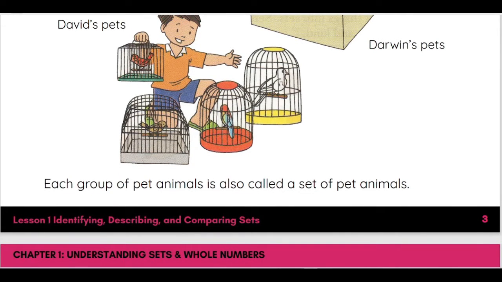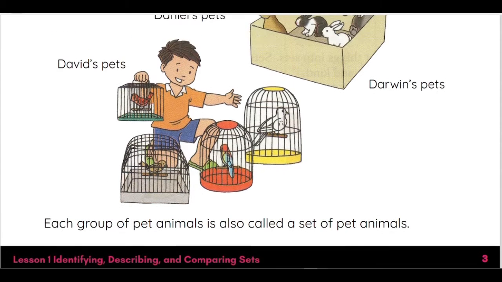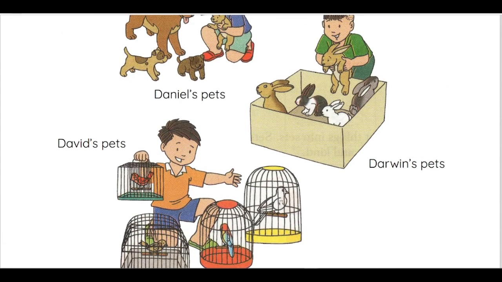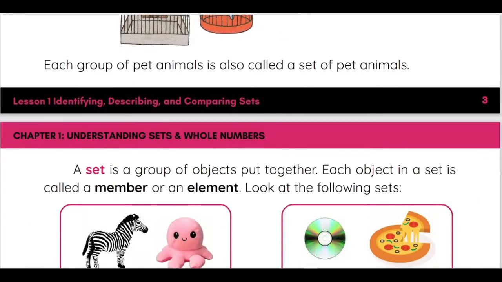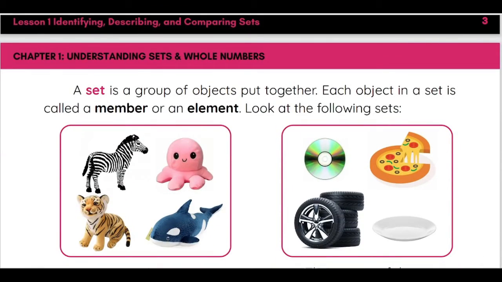Each group of pet animals is called a set of pet animals. So these are a set of birds, a set of bunnies or rabbits, and a set of dogs. A set is a group of objects put together. Each object in a set is called a member or an element.